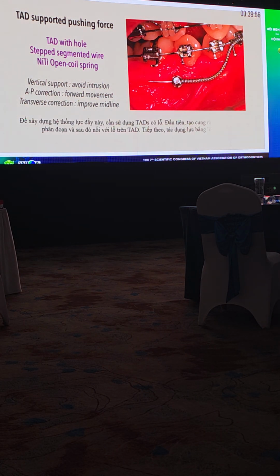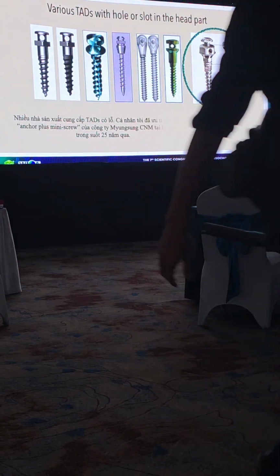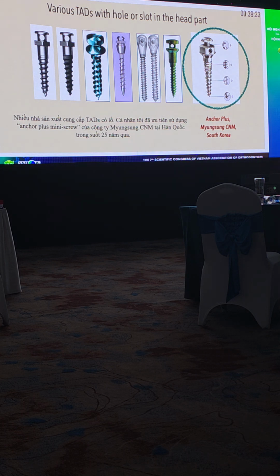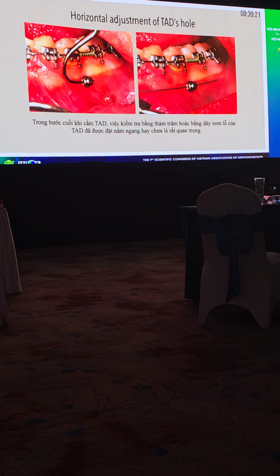To construct this pushing force system, a TAD with an aperture must be utilized. First, create the incisor arch using a segmented wire and subsequently connect it to the TAD hole. Thereafter, apply force with an open coil spring. Many manufacturers provide this TAD with a hole. Personally, I have preferred to utilize the Anchor Plus mini screw from Myungsung C&M company in South Korea for 25 years. During the final stage of TAD installation, it is crucial to verify with an explorer or a wire that the hole has been installed horizontally.